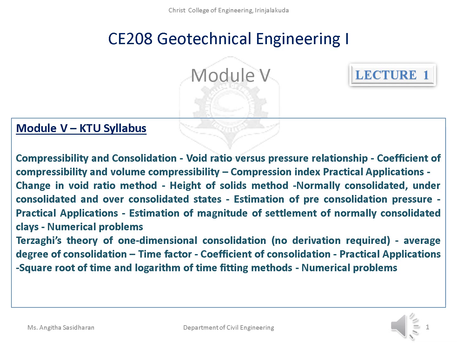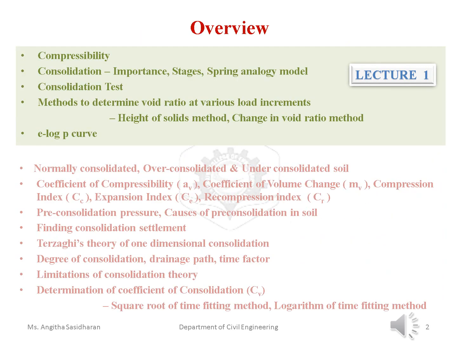And in this lecture, we shall go through the various topics in our Module 5 as per KTU syllabus. The main area is compressibility and consolidation. These are the various topics that we will discuss in order to cover the syllabus portions. In this particular lecture, we will be going through compressibility and the process of consolidation, its importance, its various stages, and the spring analogy model used to explain consolidation, and also the test procedure for consolidation, the two methods to determine void ratio at various load increments, and also the e-log p curve.